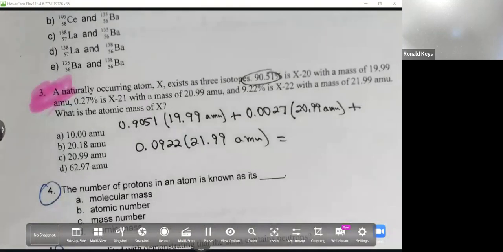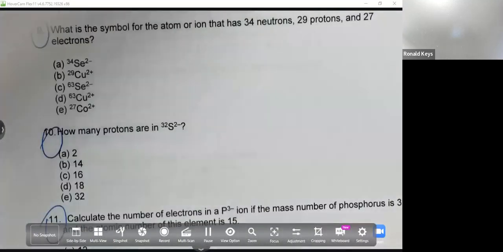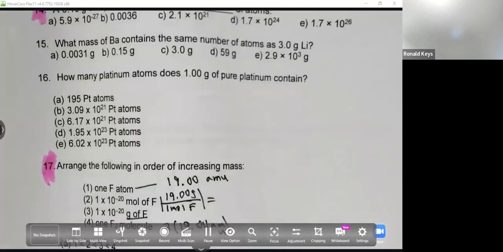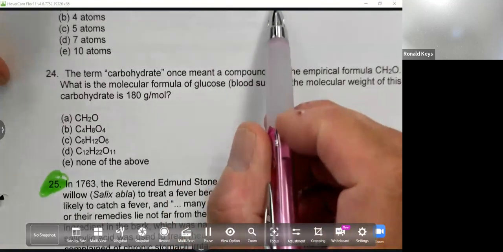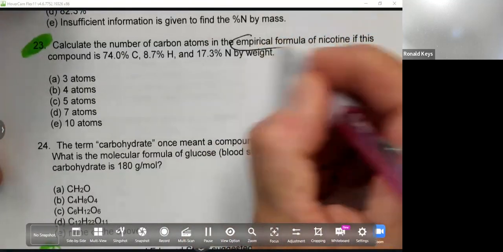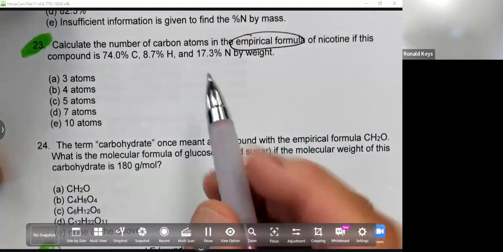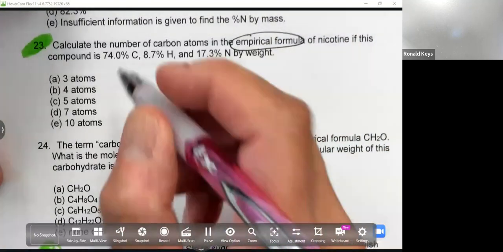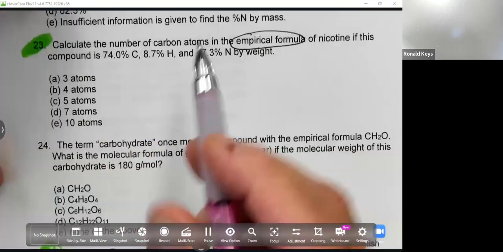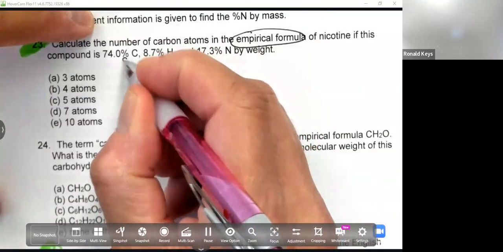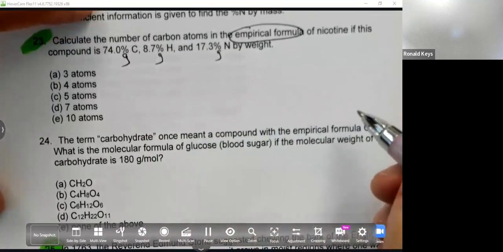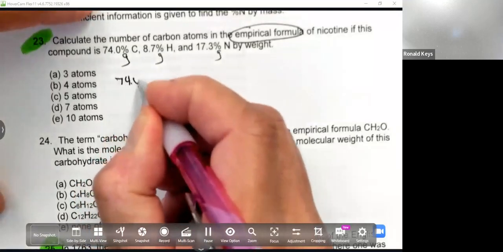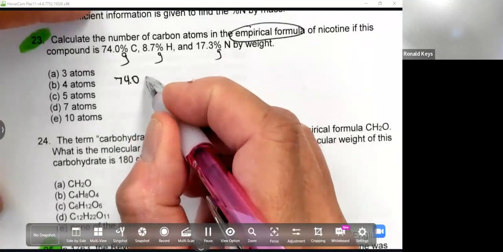So that one there, 30, 23, and 25. 23 and 25. So 23, calculate the empirical formula. We're going to assume we've got 100 grams of a sample. At these percentages, we can change these to grams. That's step 1. Step 2 is to convert to moles.